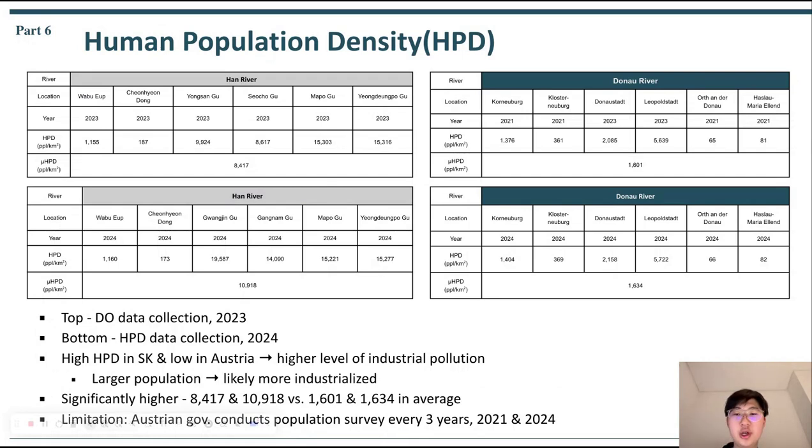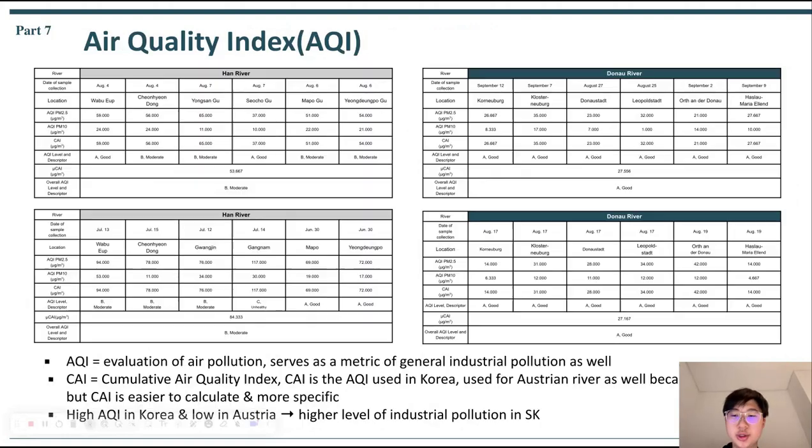To analyze this further, the human population density was considered as another metric that would connect to industrial pollution because the more population within an area, obviously the more pollution that would happen. And as expected, the Han River appeared to be significantly more populated than the Donau River, with the population density of the nearby data collection sites ranging from 8,400 to 10,900 people per square kilometer, whereas for the Donau River it was generally constant at 1,600.